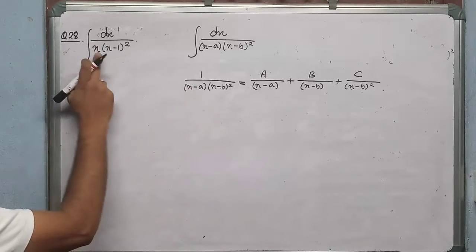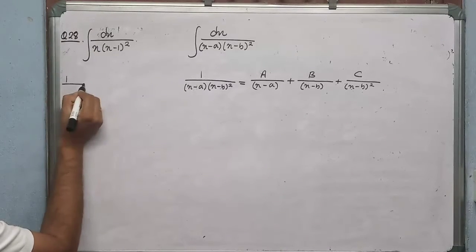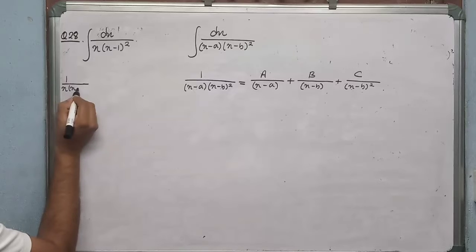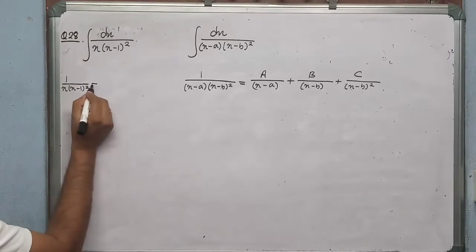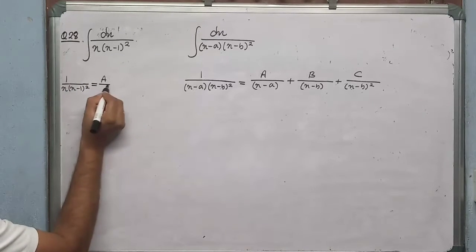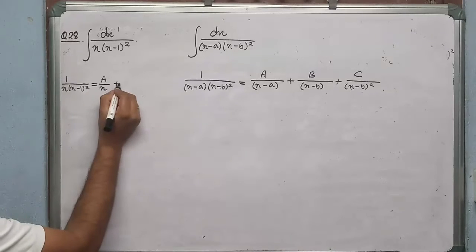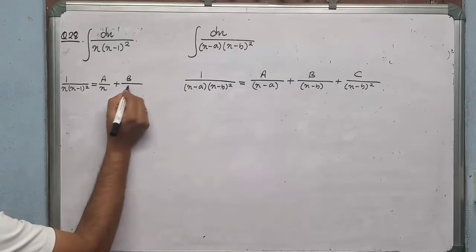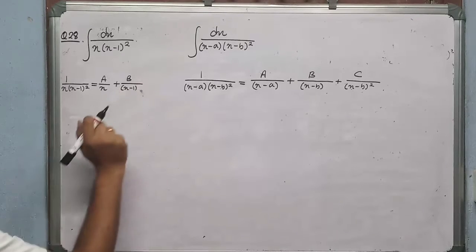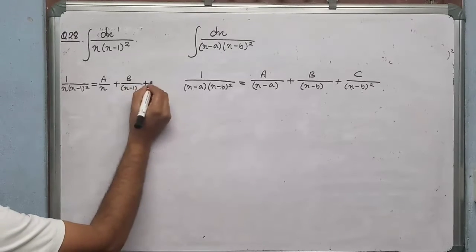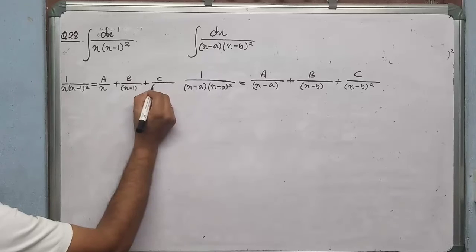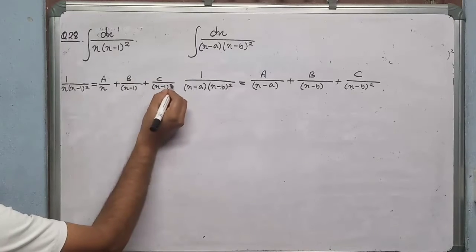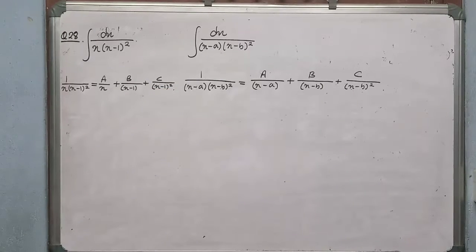Now the same thing I'll apply over here. Say 1 over x into x minus 1 whole square. Its partial fraction will be a upon x, plus b upon x minus 1, it's linear, plus c upon x minus 1 whole square. The same method I'm going to apply over here.